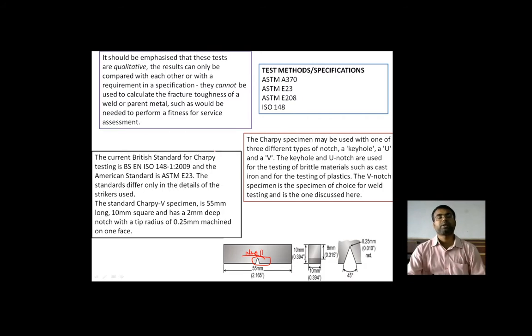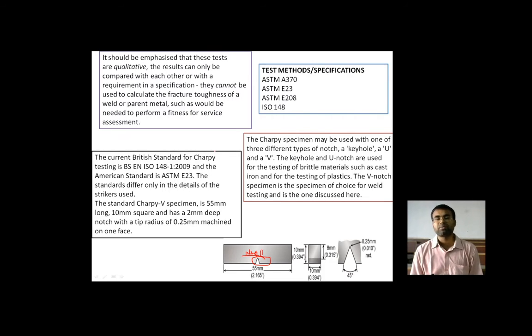As per these standards, there are two, as we discussed, the CHARPY and the IZOD, but the CHARPY is most frequently utilized because of its consistent and best results. The standard CHARPY V specimen is about 55 mm long, 10 mm square, and has a 2 mm deep notch, as the dimensions are shown here, and the V notch dimension is also mentioned here, which is made in the material by the machine.